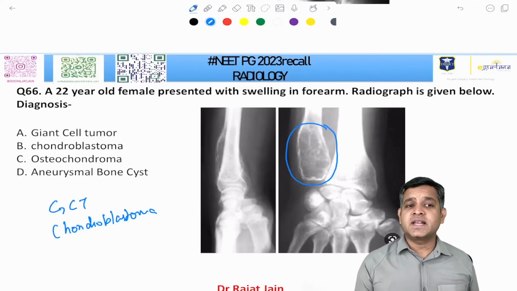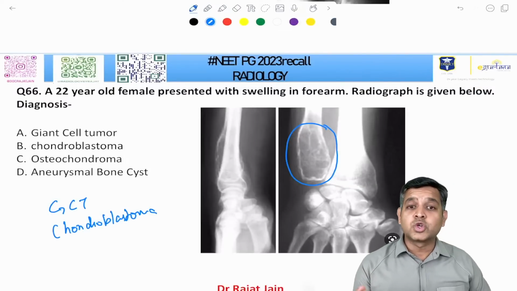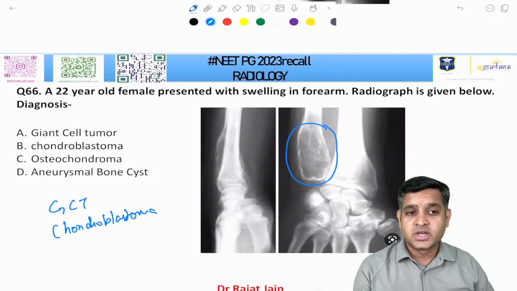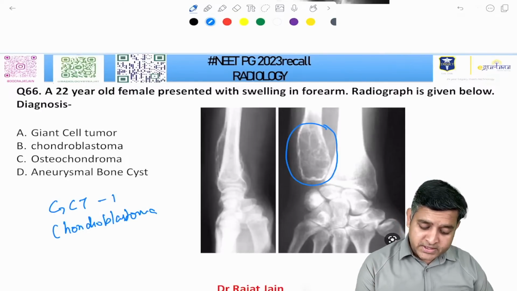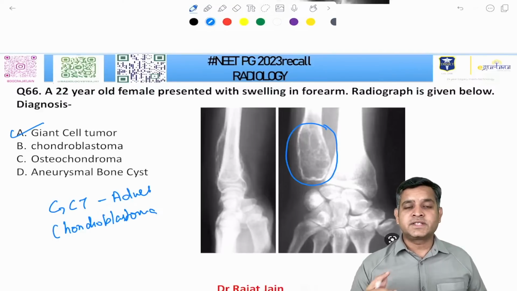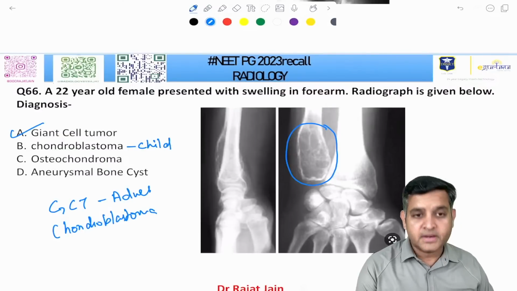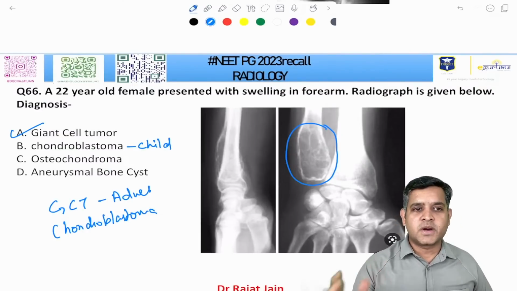If it is epiphyseal, it cannot be ABC. Remember this. If there is a fusion of the growth plate, if the growth plate is fused, you are dealing with an adult. And if it's an adult, it is GCT. If it's a child, it is chondroblastoma. Simple. If it's a child, chondroblastoma, adult, GCT.